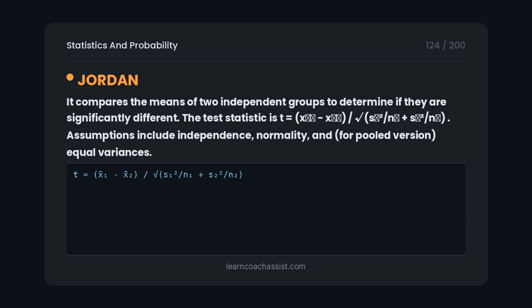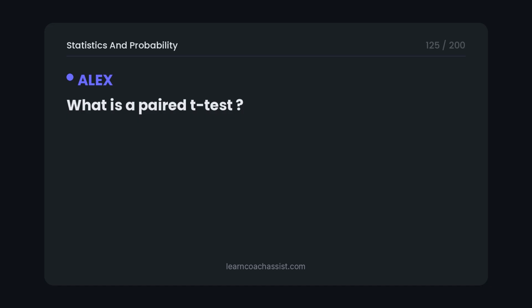It compares the means of two independent groups to determine if they are significantly different. The test statistic is t equals (x̄1 - x̄2) / square root of (s1² / n1 + s2² / n2). Assumptions include independence, normality, and, for the pooled version, equal variances. What is a paired t-test?